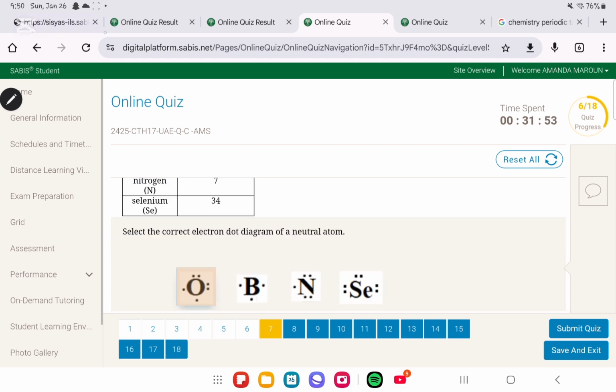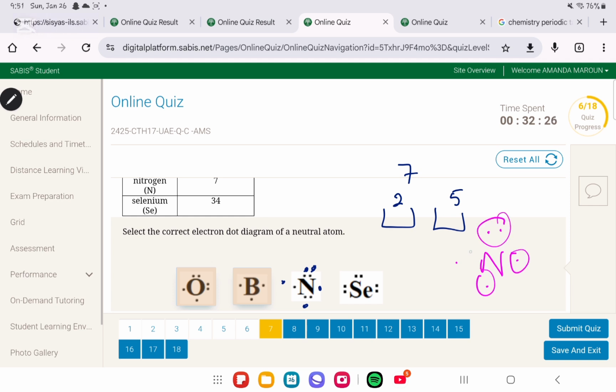Boron has 5, so it is gonna be 2, 3, so it's gonna have 1, 2, 3. Again, this is correct, it's neutral. Nitrogen has 7, so 7 is 2, 5, so it's gonna have 1, 2, 3, 4, and 5. Now, why is this incorrect? It is because of the placement, so you have to place it correctly. It should be in this form, how I drew it. So N, 1, 2, 3, 4, 5. 2 on top, and then 1, 2, 3 loose. So this is incorrect, we are not choosing it.